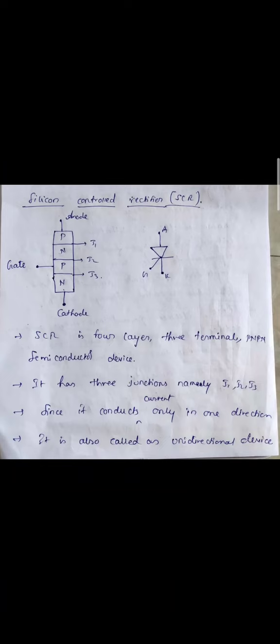So the SCR is a four-layer, three-terminal PN semiconductor device. It has three junctions, namely J1, J2, J3. Since it conducts current only in one direction, like a diode, the silicon control rectifier conducts current in only one direction. It is also known as a unidirectional device.